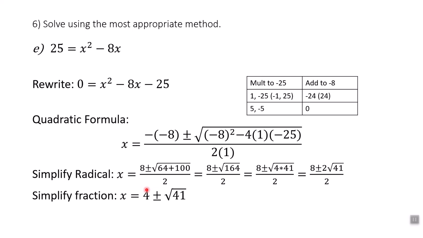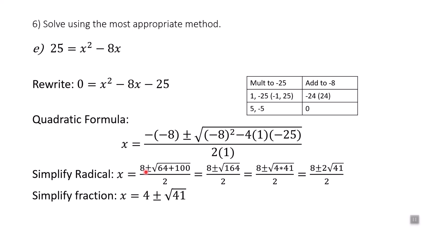And the last attempt here, no, that's not true. The last part of number 6: 25 equals x squared minus 8x. We're going to use the same technique we did on the last problem. First step, we're going to subtract 25 from both sides to rewrite the equation set equal to 0.